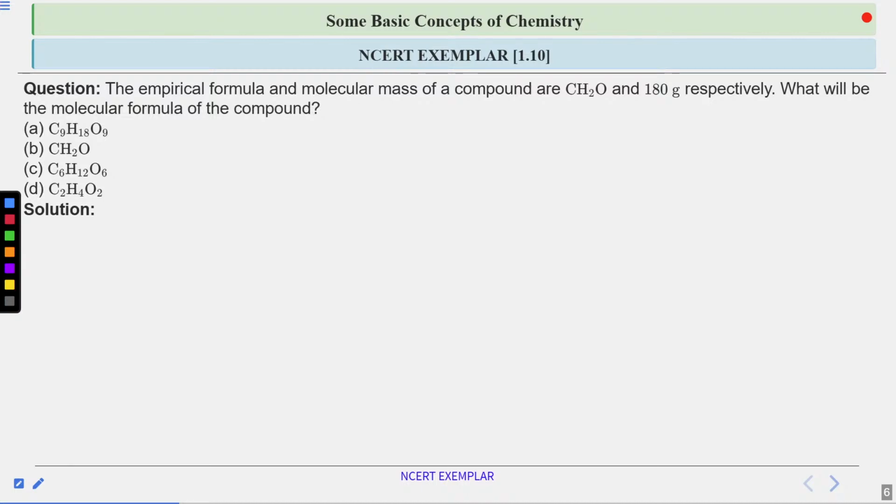So we can say that the correct answer is C6H12O6. Moving on. These are the incorrect options. You can see it is not possible. This is itself your formula mass, the empirical formula mass. Moving on to the next question.